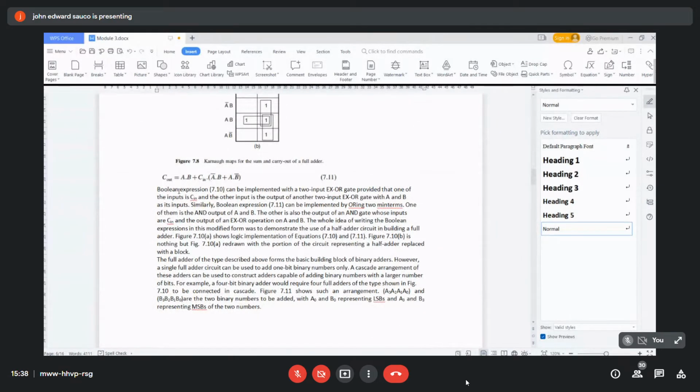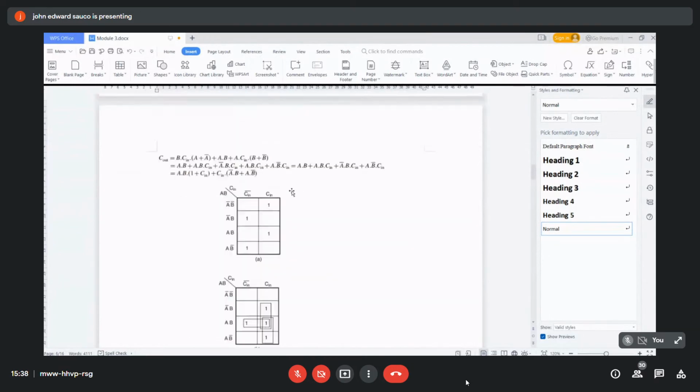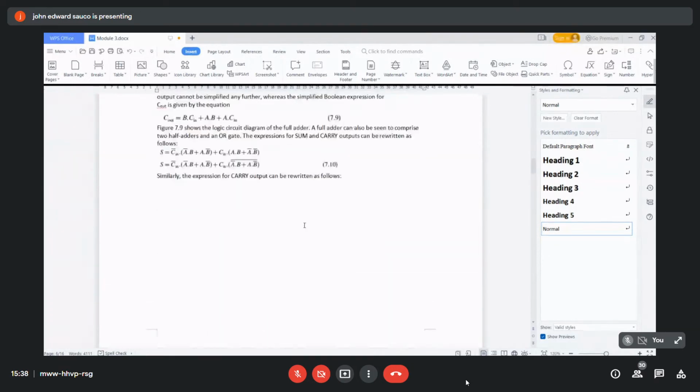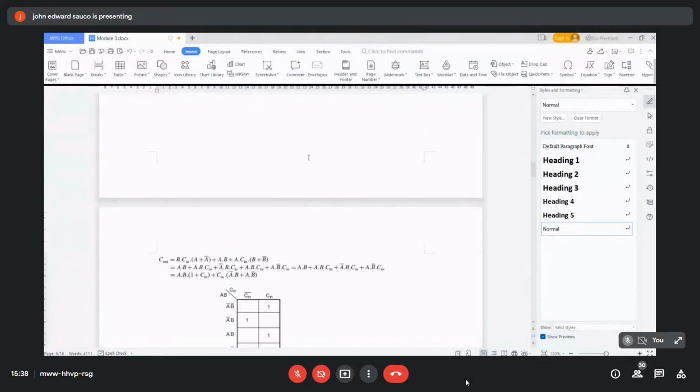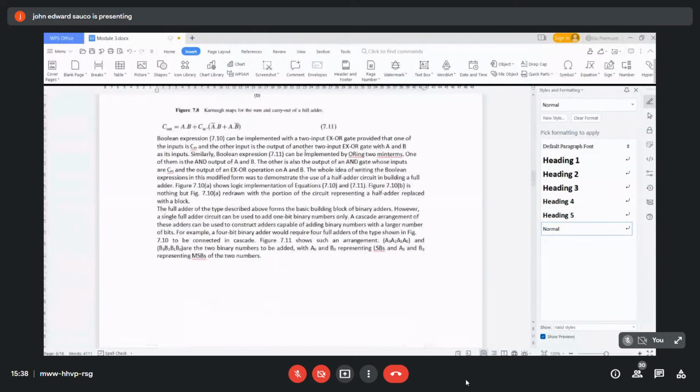So, yung Boolean expression na 710, 710 na to. Implement with two input XOR gate. Provide that one of the inputs is Cin. Explain lang dyan kung ano yung ibig sabihin ng Boolean expression.